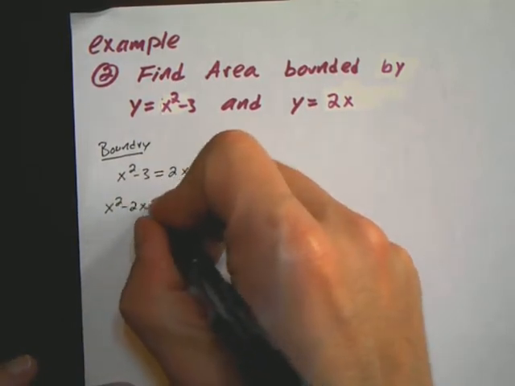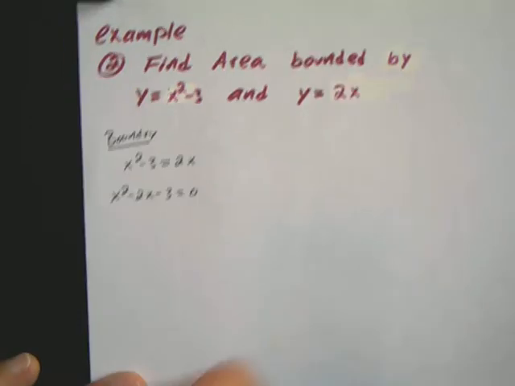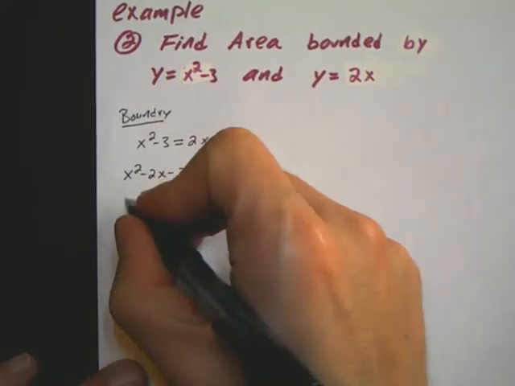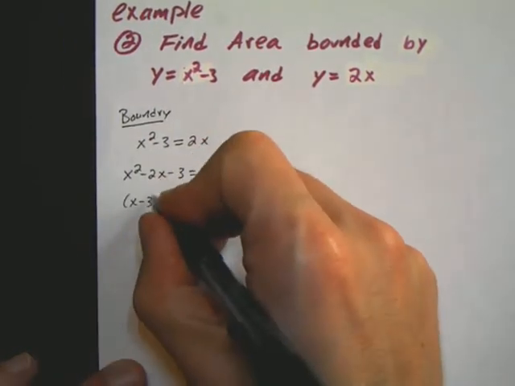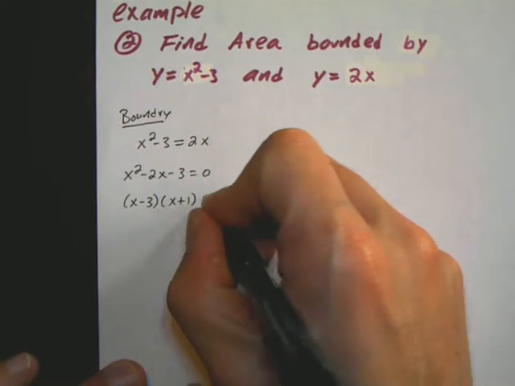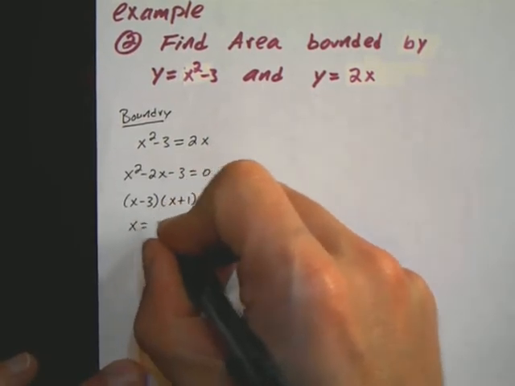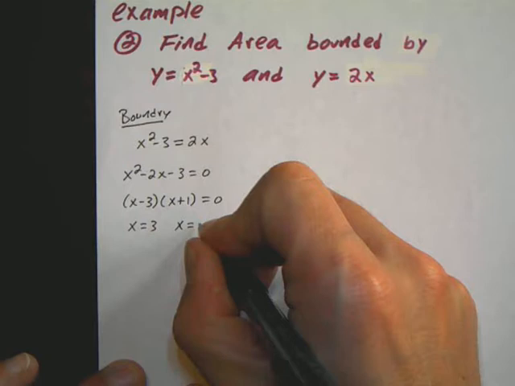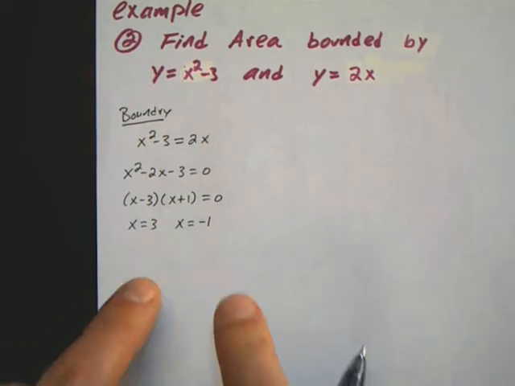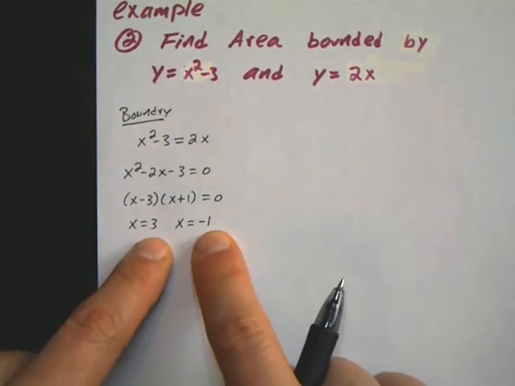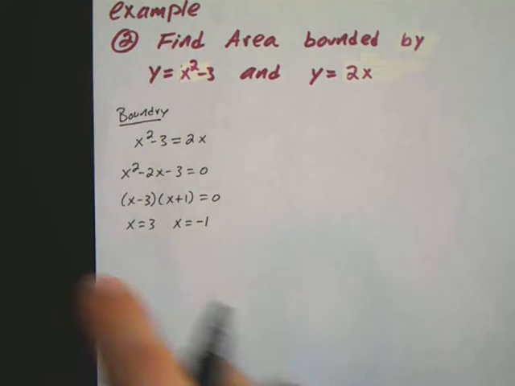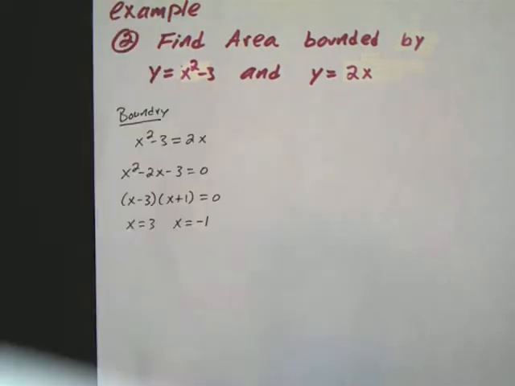Okay, this is now factorable. This is going to be x minus 3, x plus 1 equal to 0. So I have x equal to 3, x equal to negative 1. So where they intersect are my limits of integration. So now I have to figure out which is the top and which is the bottom.